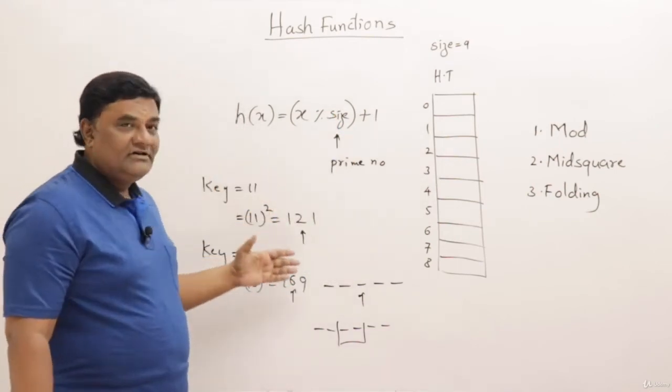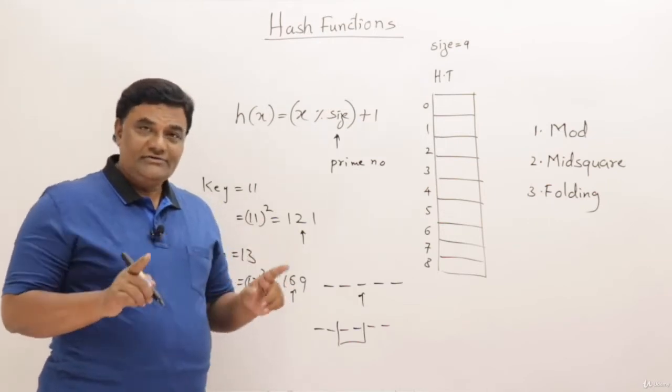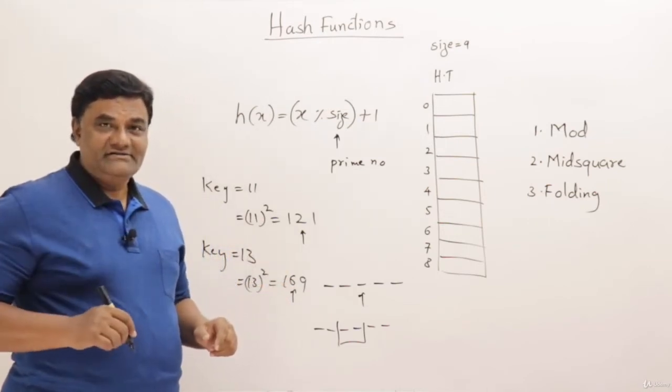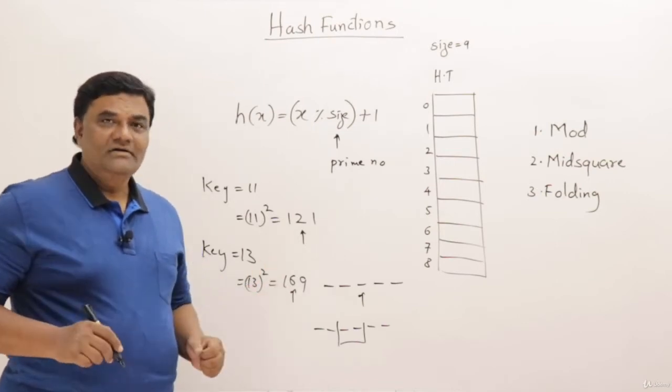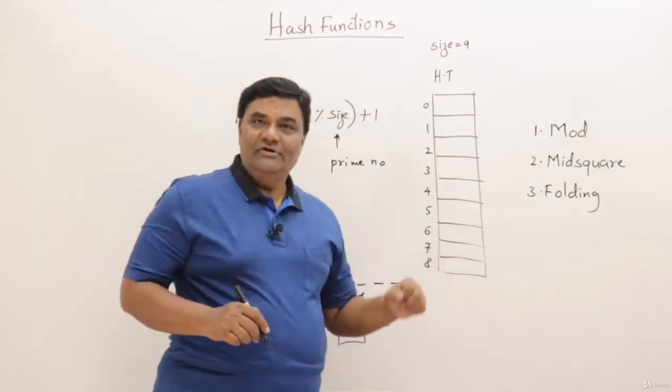So this is the idea of mid-square: taking the square of a key, then taking the middle digits. You can take one digit or you can take more digits, that's up to you. Then let us look at the folding method.